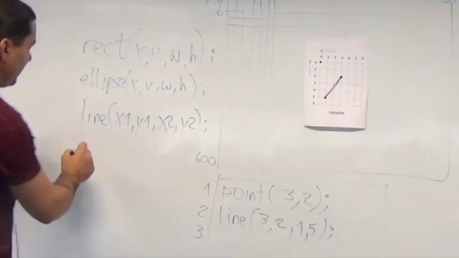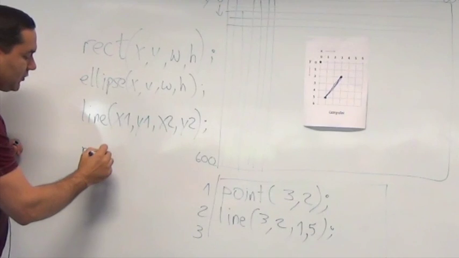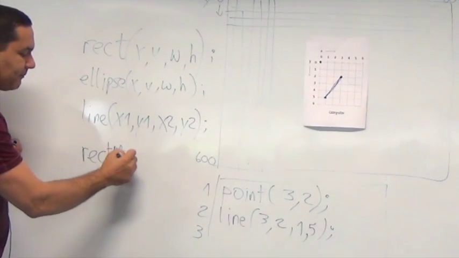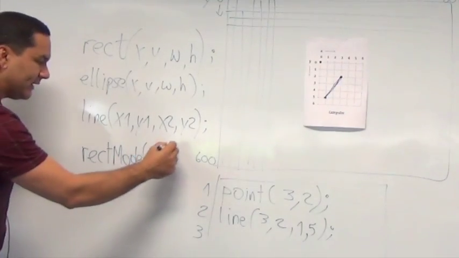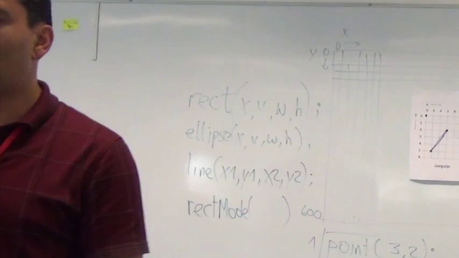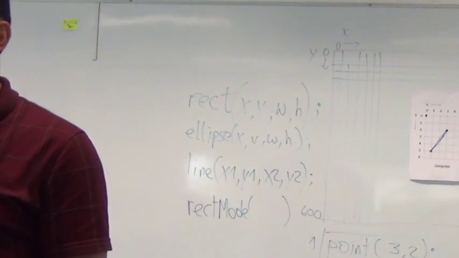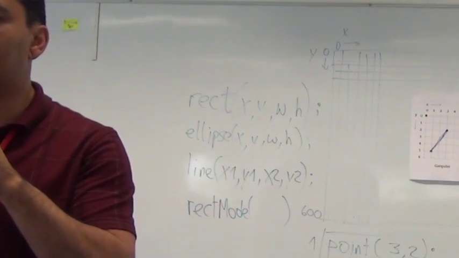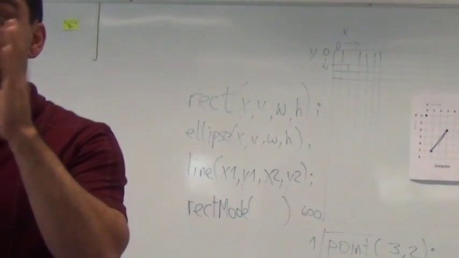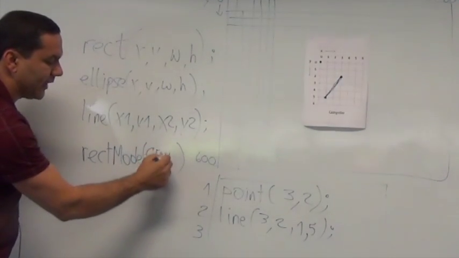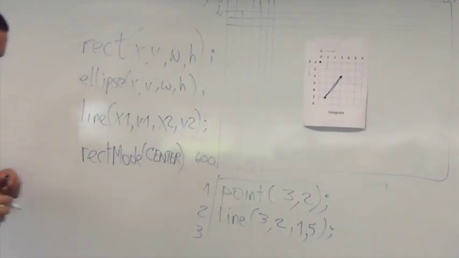Rect mode, very good. Now this time there are some instructions, rectMode, and it's written with a capital M. Between the parentheses of rectMode, you can write a couple of things. What is the first one that you can write between the parentheses? You have it there on the screen. rectMode center.